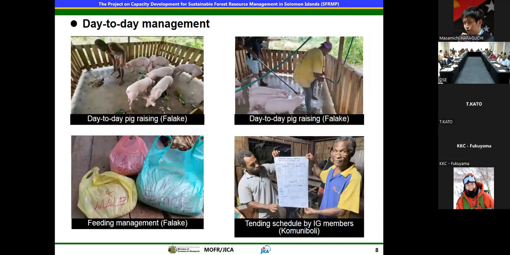And in the day-to-day management, as you can see, that's the actual activity. Cleaning of the pig pen, washing of the pig pen, and preparing the feeds with the measurements of the ratios that the trainer advised, both pilot sites. And they also create their feeding schedule for the day-to-day management of the pig farm as well as for the chicken farm.